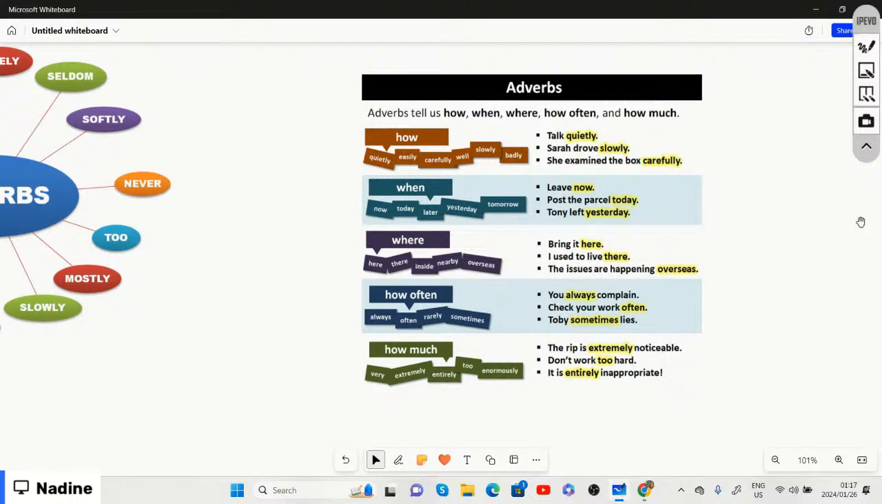Then we have adverbs that tell us when. Adverbs that tell us when are words like now, today, later, yesterday, tomorrow, Wednesday. Those are a few examples of adverbs that tell us when.